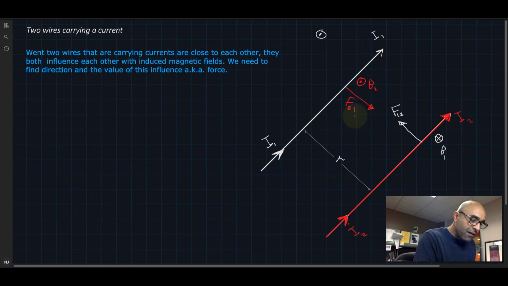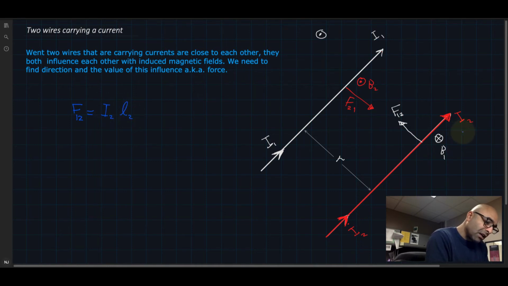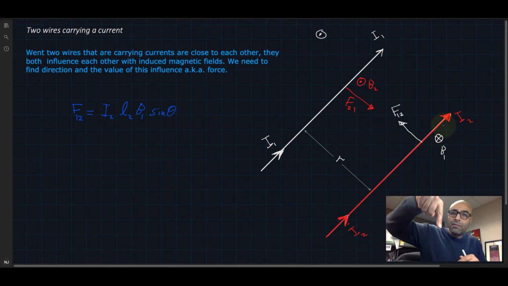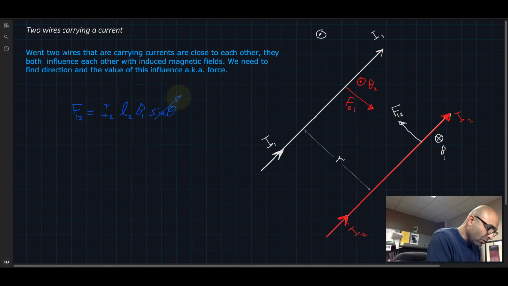Okay, so let's find the value of this force. Let's just take F1 on 2, and the object of interest is I2 times L2 times the magnetic field created by B1 times sine theta. Again, theta: the field is going into the page and the current is perpendicular to it, so that's always going to be 90 degrees, and sine 90 is equal to 1.